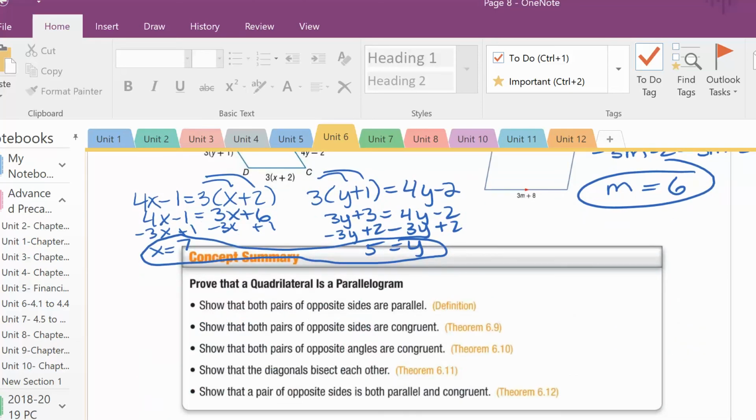So in order to prove that a quadrilateral is a parallelogram, there's 5 ways. The first way is the definition of a parallelogram, and that the opposite sides are parallel. Then you have the theorems that we talked about, where you can show both pairs of opposite sides are congruent, both pairs of opposite angles are congruent, the diagonals bisect each other, and you can show that a pair of opposite sides is both parallel and congruent.